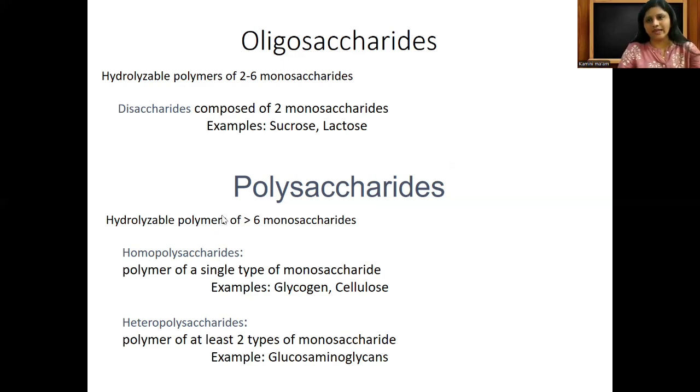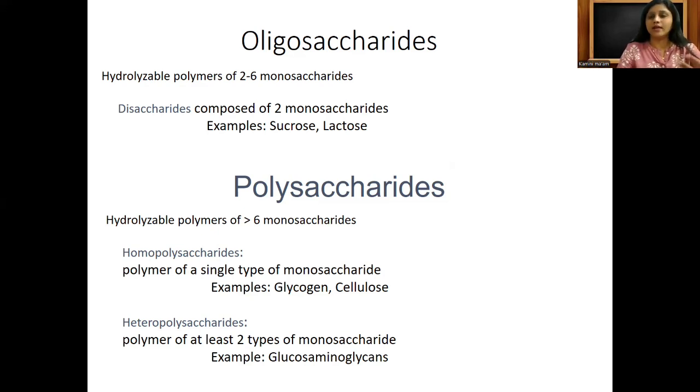Next one is the polysaccharide. Polysaccharides contain more than 10, or we can say more than 6, monosaccharide units. Some books mention more than 6, and some books mention more than 10 monosaccharide units present in the polysaccharide. More than 10, up to 100 or 1000. So hydrolyzable polymers of more than 10 monosaccharide units are known as polysaccharides. Poly means many.